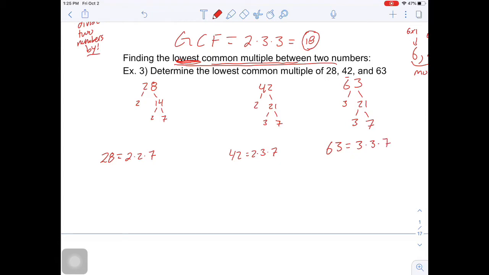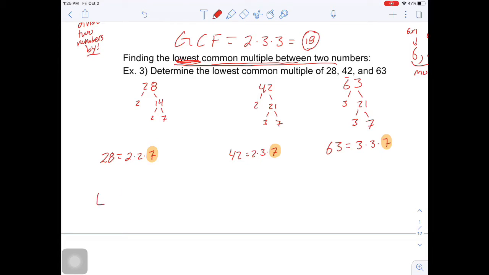Okay, now how do we find the lowest common multiple here? Well, what you're going to do is you're going to try and take the lowest amount of numbers, okay, and combine them. So what do they all have in common? So they all have in common a 7. They all have in common a single 2. Actually, they don't have in common a 2. So far they only have a 7 in common.